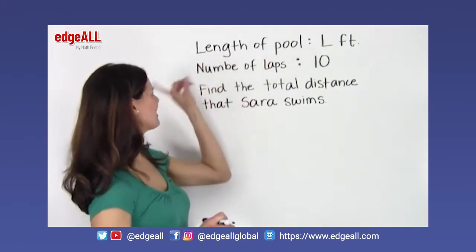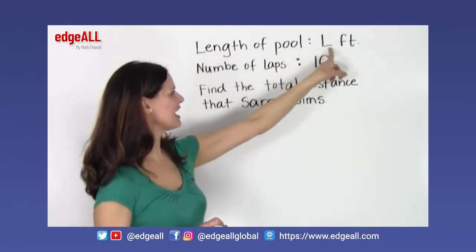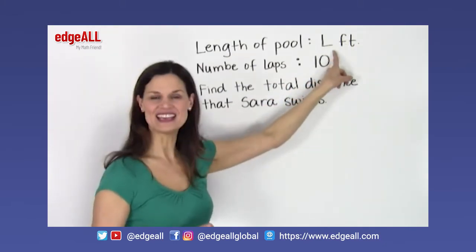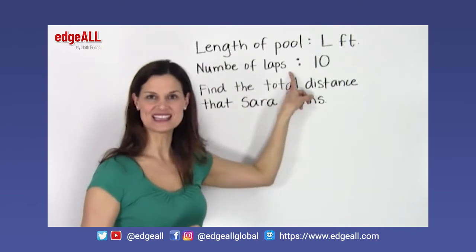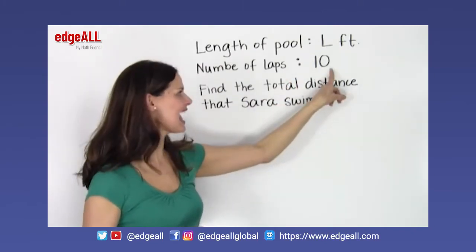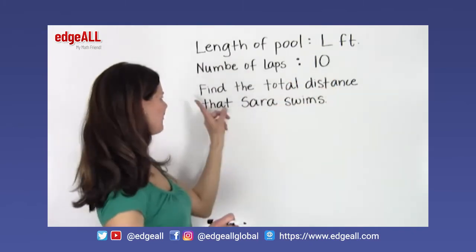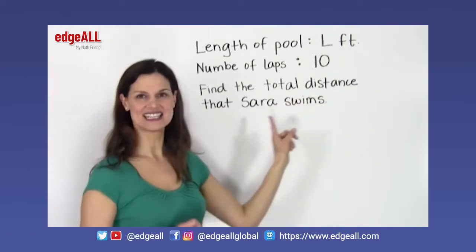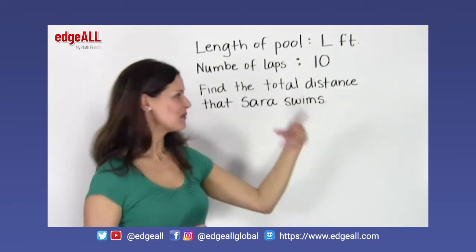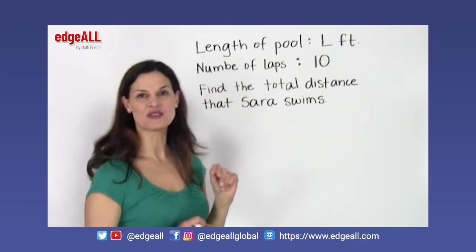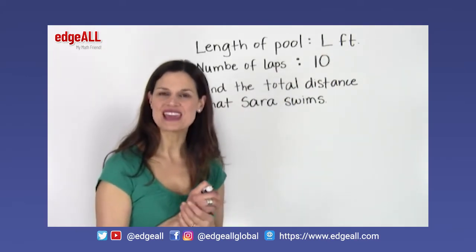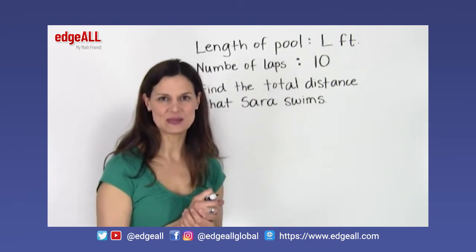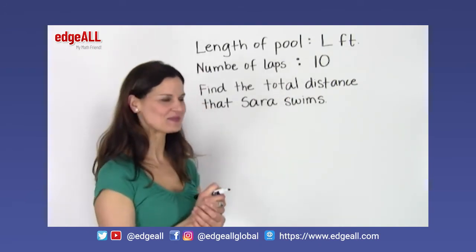So we've got our information up here. The length of the pool, L feet. L is our variable. The number of laps that Sarah swims is 10. And we want to find the total distance that Sarah swims. But since we don't know the length of the pool yet, we can't find an exact answer, but we can set up a simple algebraic expression.